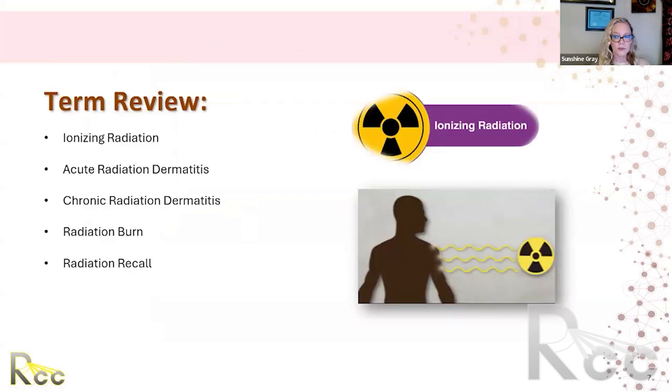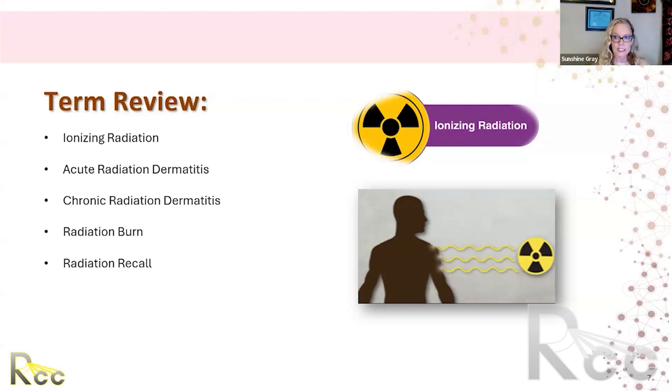I'm going to just do a term review, which I'm sure most of you are aware of, but just for the context of this course, I want to talk about the terms again. Ionizing radiation: radiation therapy uses ionizing radiation such as X-rays, gamma rays, high energy electrons, or heavy particles to kill cancer cells. Acute radiation dermatitis occurs within about 90 days of starting treatment. Typically, this occurs gradually during a fractionated course of radiation therapy.